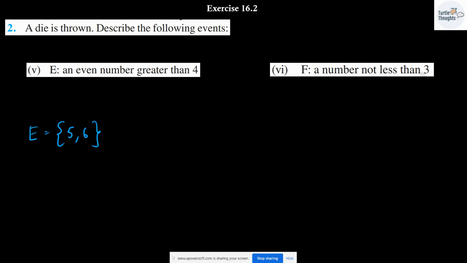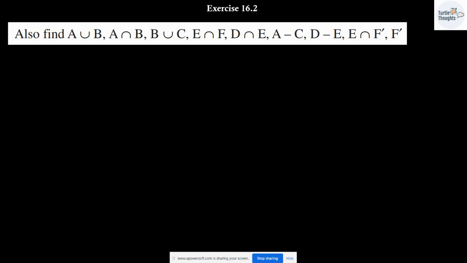Next, F, a number not less than 3. If it is not less than 3, then it has to be 3 or more than 3, right? So F, I can write it as 3, 4, 5, and 6. This is going to be the value of F. Next, we have to find, in the same question, A union B, A intersection B union C, E intersection F, D intersection E, and all these.